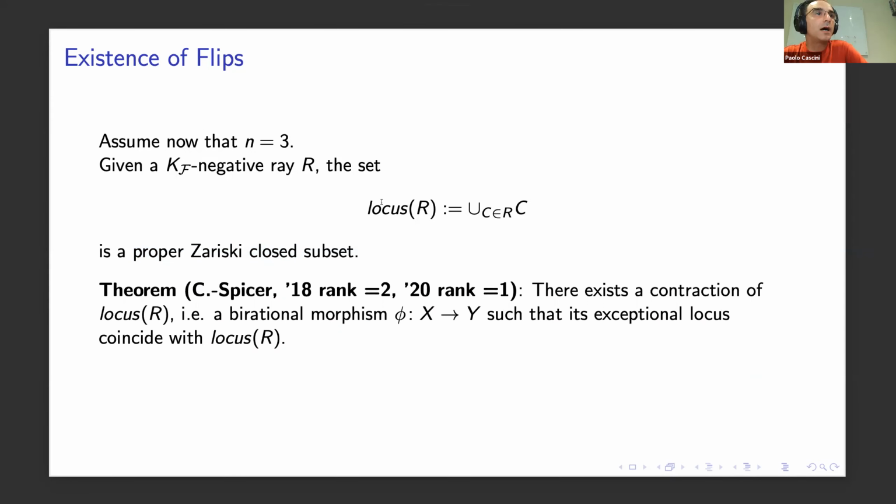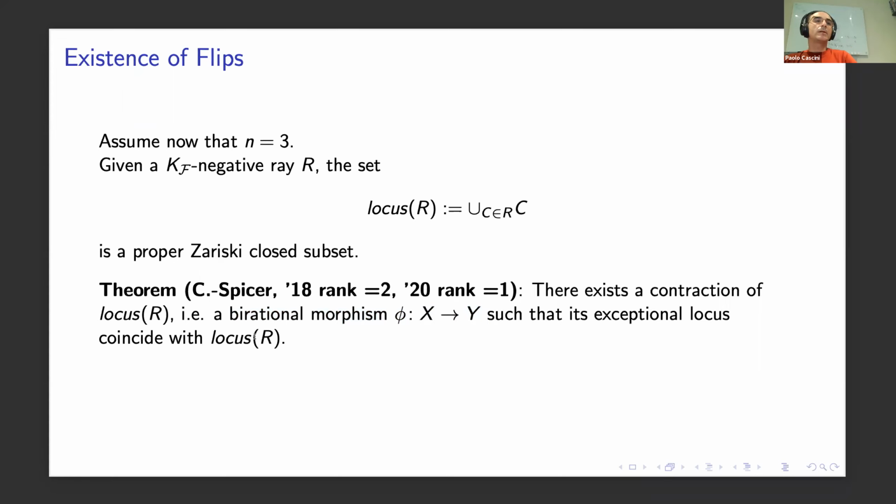Again, this result works in a more general setup of log canonical singularities. But in the case of foliations of rank 1 or rank 2 in a variety of dimension 3, without any assumption on the singularities, besides log canonicity, we know that we can contract this locus of R, this locus where K_F is negative. What does it mean? It means that there exists a birational morphism from X to Y between varieties. Y is really a genuine variety, it's not an algebraic space, such that the exceptional locus coincides with the locus of R. So this is a particular case of the base point free theorem.